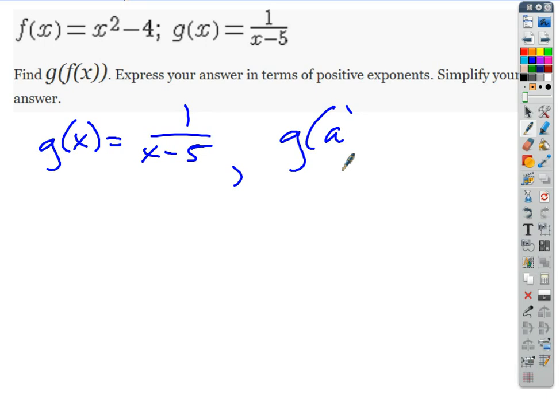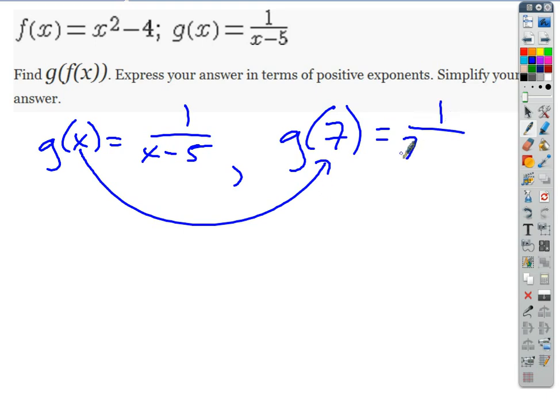Well, let me try a different one to start with. What's g of 7? What does that mean? All that means is I'm evaluating my function g of x at x equals 7, right? So if the x is becoming a 7, what's that do to my answer? Okay, good. So I get 1 over 7 minus 5 equals 1/2, right? That's all we're doing.